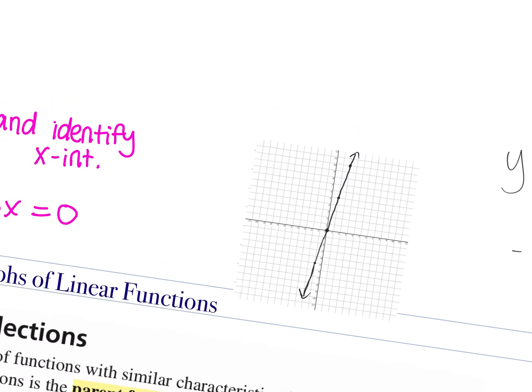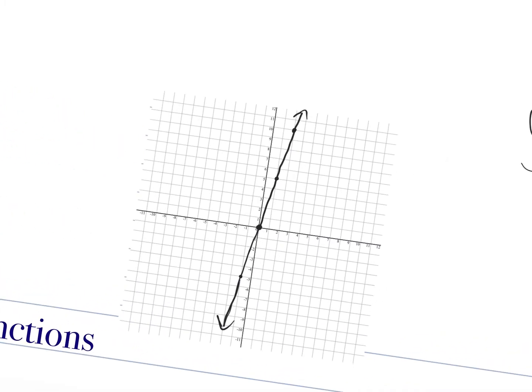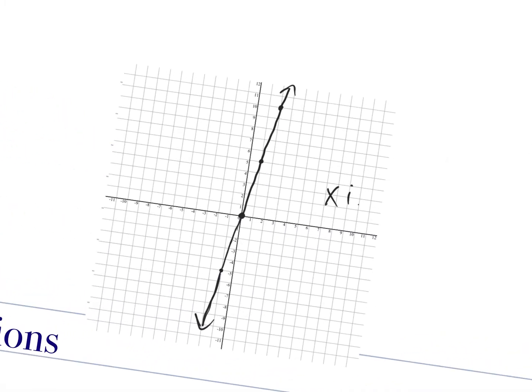This question had 2 parts, though. What was the second part? What is the x-intercept? 0. It's still 0, okay? It crosses the x-axis at the point (0, 0).